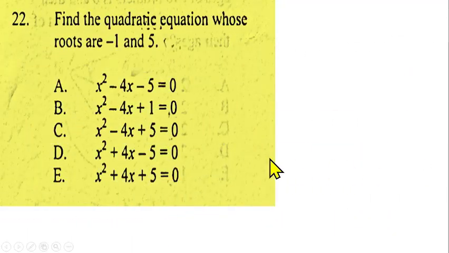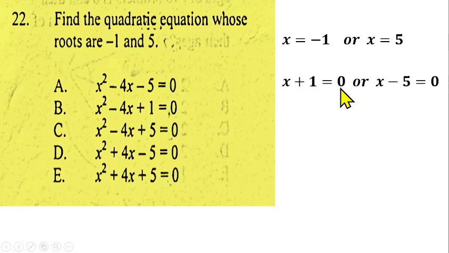Question number 22 is from quadratic equation. We have to find the equation whose roots are -1 and 5. If we look at the options given to us here, we can see that the variable there is x. So let's choose x as our variable. If these are the roots of the quadratic equation, that means x is meant to be equal to -1 or x is equal to 5. In this case, take this to this side, take this to this side, you'll be having x plus 1 equals 0 or x minus 5 equals 0. If both of them are equal to 0, that means their product is supposed to be equal to 0 as well. So you'll be having x plus 1 into x minus 5 equals 0.